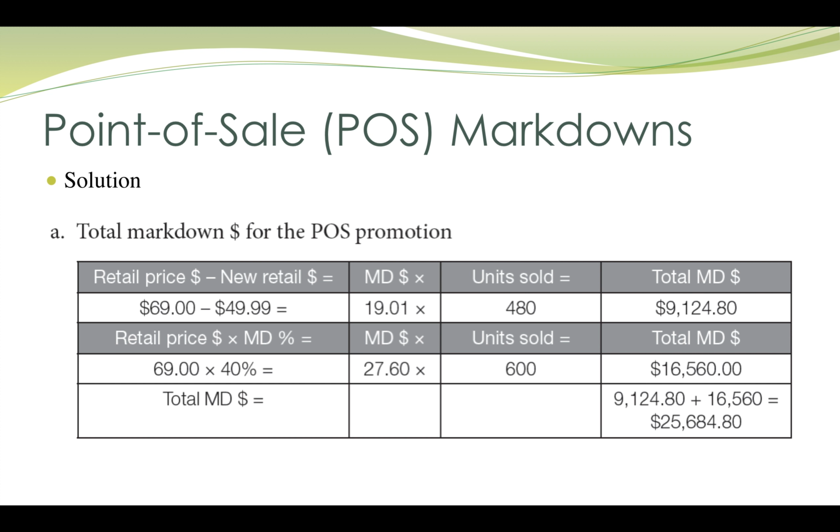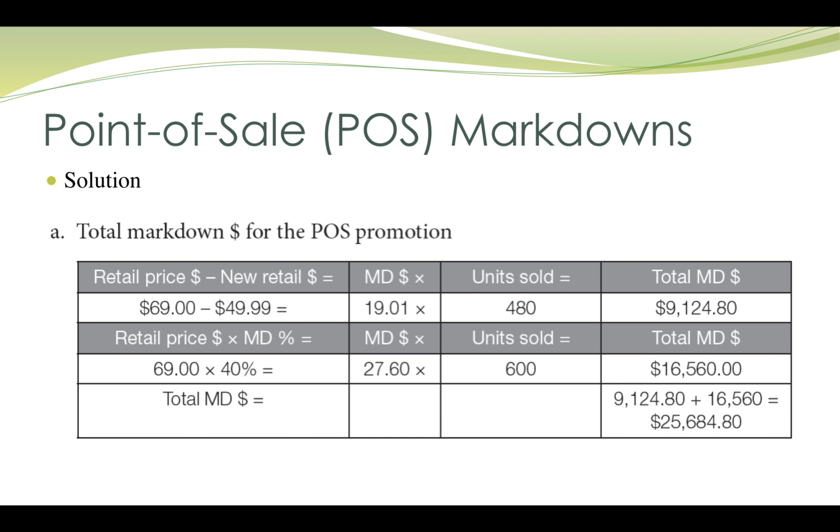First, we're going to look at total markdown dollars for the point of sale promotion. So we look at the original retail price of $69 and we subtract the new retail price of $49.99. That gives us the markdown dollars of $19.01. We take that times the number of units sold, which was 480, and that gives us the total markdown dollars in the far right hand corner of $9,124.80.